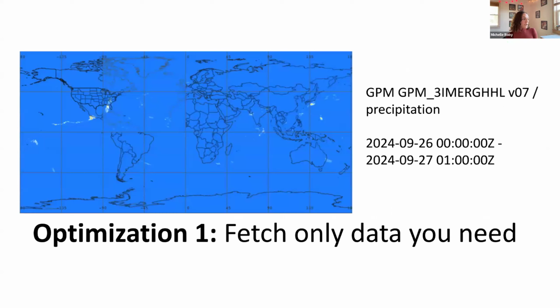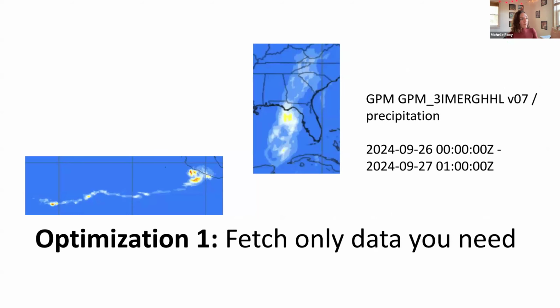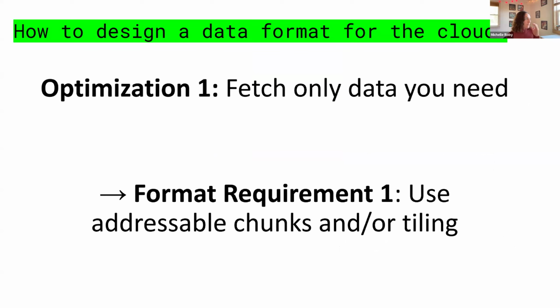So that first optimization of fetching only the data you need, this is an example of hurricane weather data. And so if you're only interested in part of the world, then you'd only get that data. And your data format needs to be in addressable chunks or tiling, so that you can get the individual chunks that you're interested in instead of the whole world in this example. And so yeah, this first optimization, fetching only the data you need, is possible by using addressable chunks and tiling in a data format.